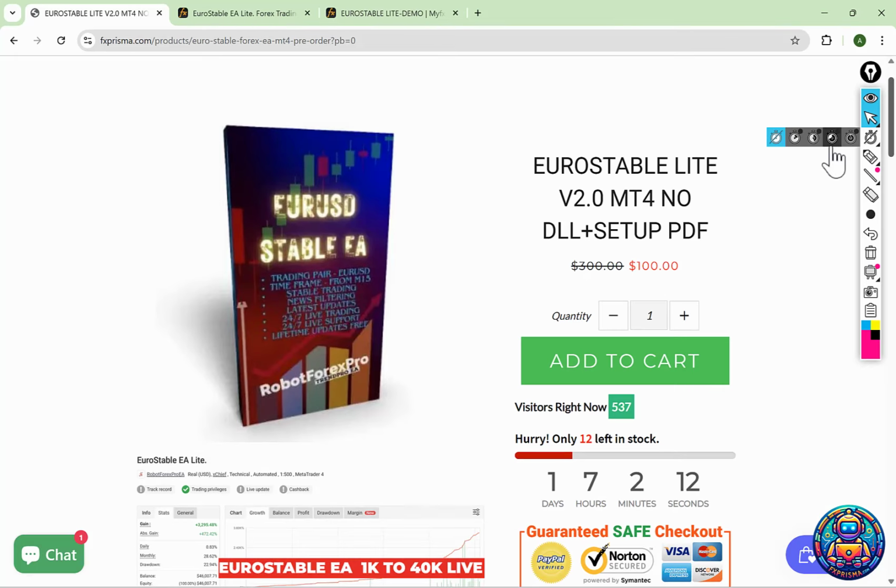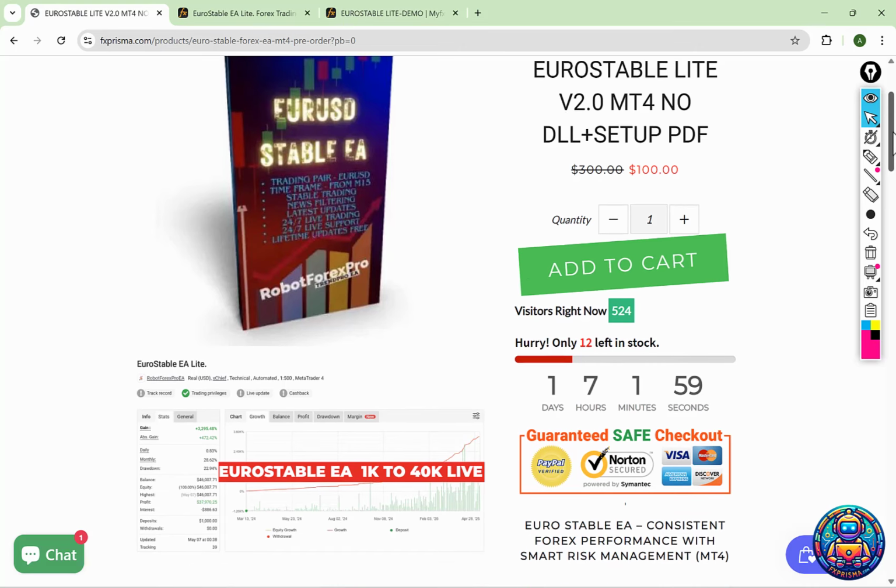So this is the Eurostable Lite MT4. We have the latest version and we have the setup PDF. The original price is 300 for 2 accounts. We're giving it for 100 for unlimited accounts, and you will get the same thing as the original.